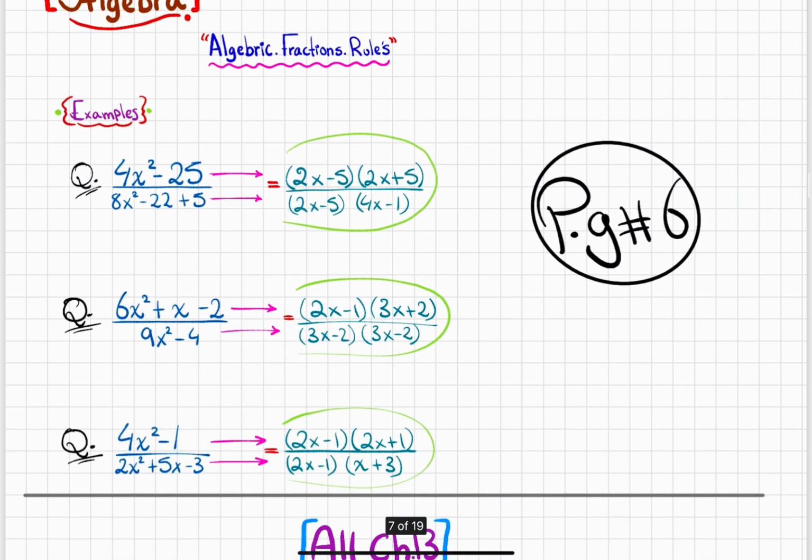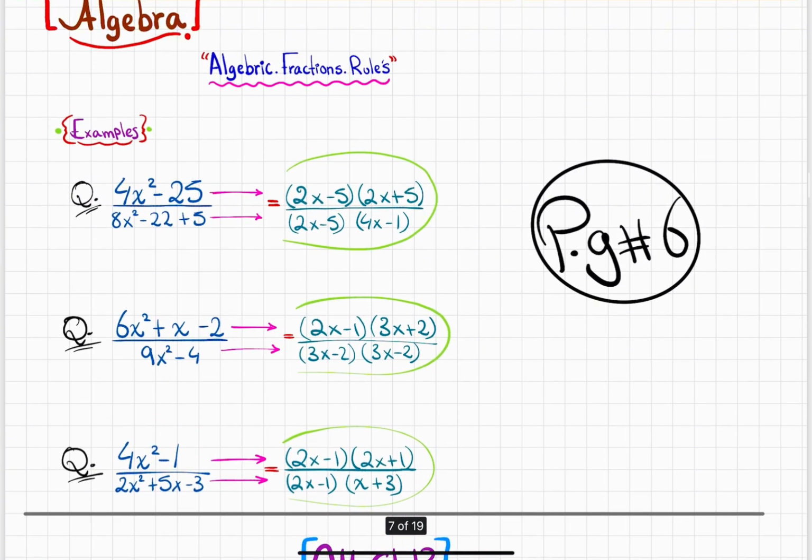Let's have a look at some complex examples here. 4x squared minus 25 over 8x squared minus 22x plus 5. So these are quadratic expressions on your numerator and denominator. It's very easy to solve them. You don't have to do any complex calculations. Just factorize both up and down, and that is your answer.